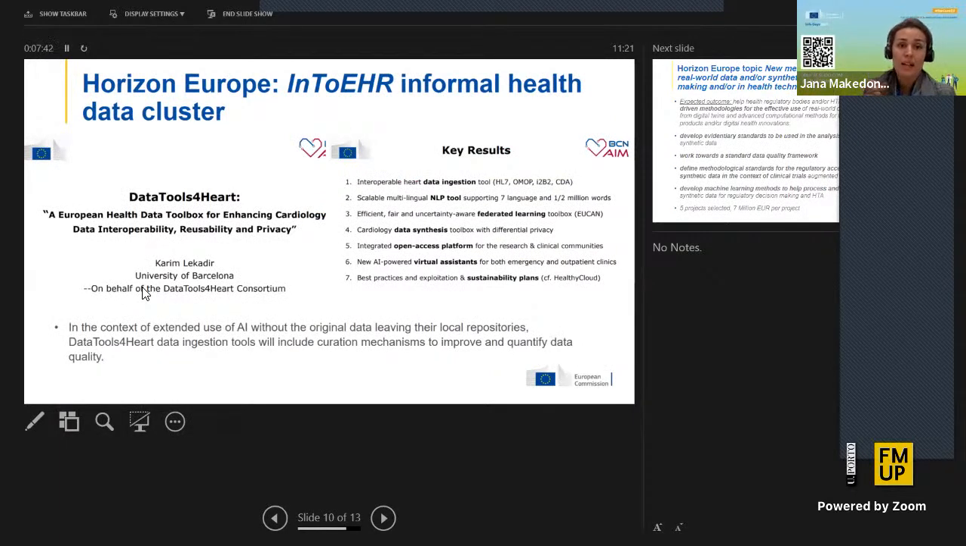And data tools for heart, which is again a very similar project focused on cardiology, developing a number of things such as federated learning toolboxes, a tool for data synthesis, NLP tools, and it is their data ingestion tool that actually will include curation mechanisms to improve and quantify data quality.